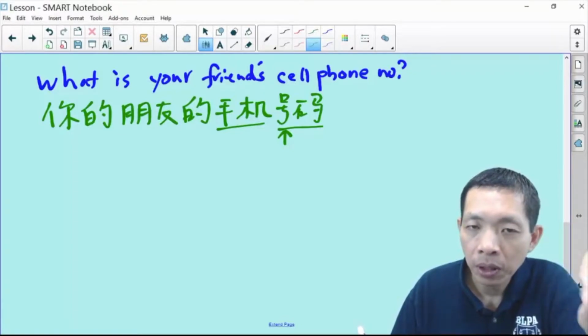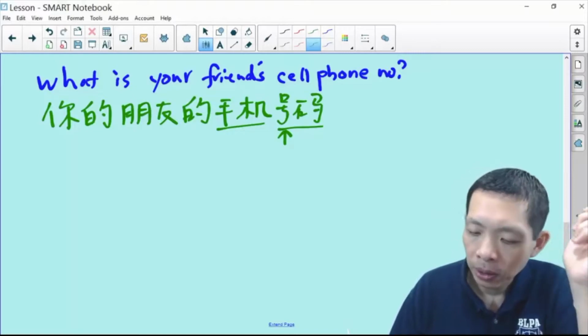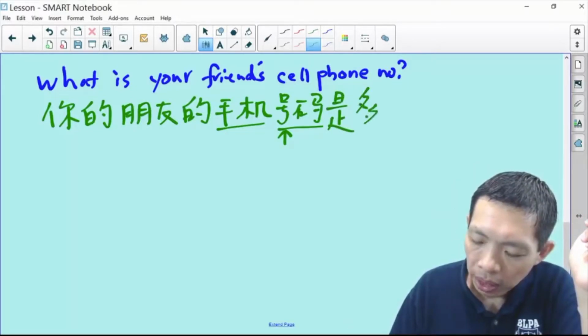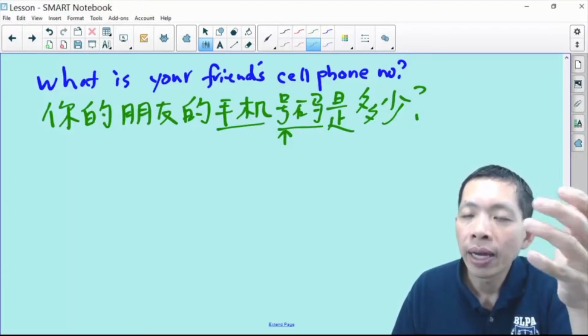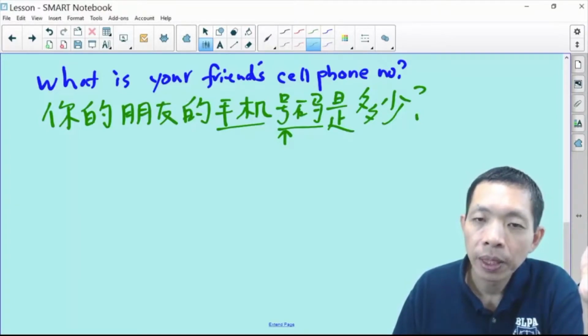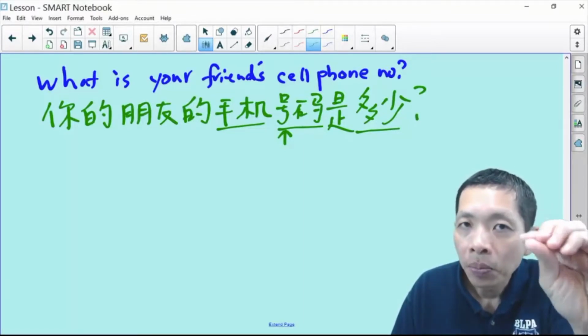So cell phone, telephone, okay, dorm, room. Okay, and then 是多少. Now keep in mind, when you answer it, you do not say number 223 A65, you don't say that. So you simply use a 多少 in there. Okay, so any questions? I hope not.